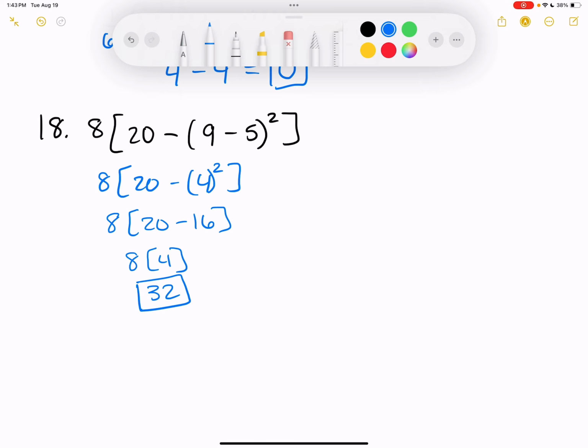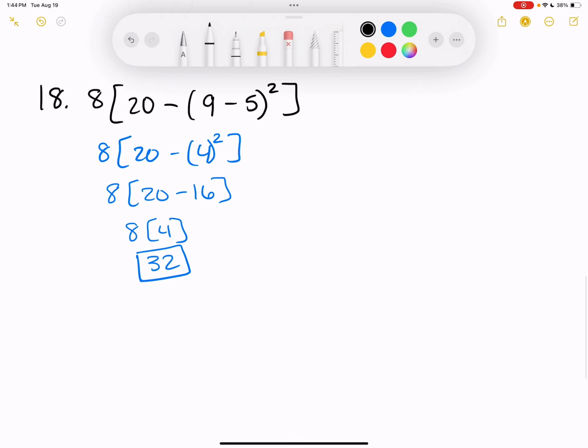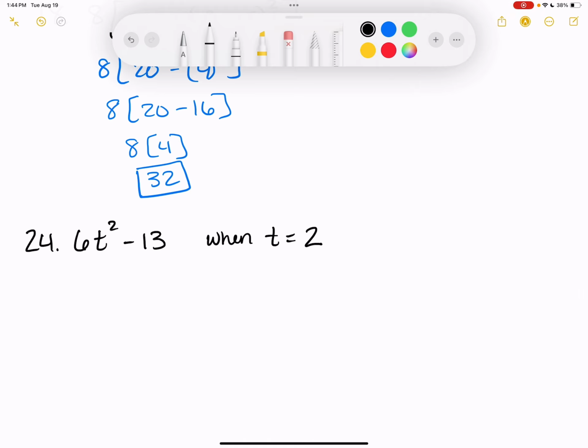All right, the next ones are going to have a variable in them, and then we're going to have to plug in the number for the variable to solve these ones. 24. 6t squared minus 13 when t equals 2. So I'm going to replace t with 2. So I'll have 6 times 2 squared minus 13.